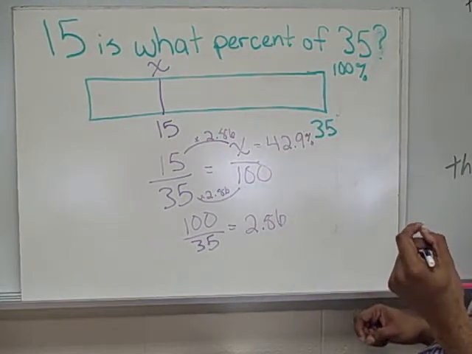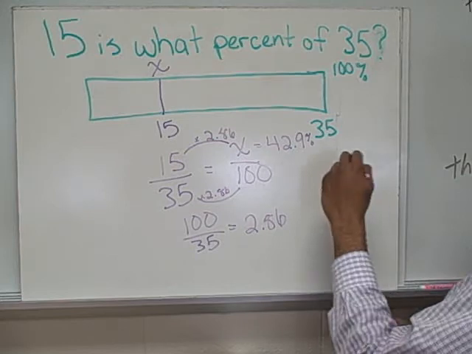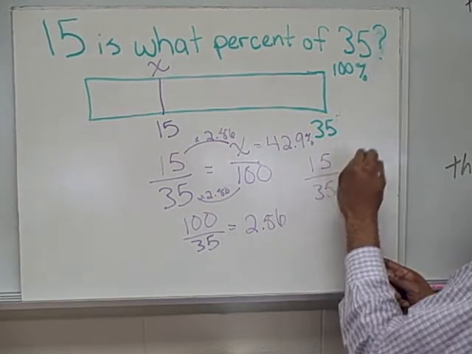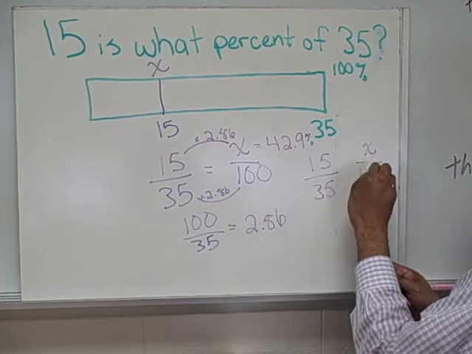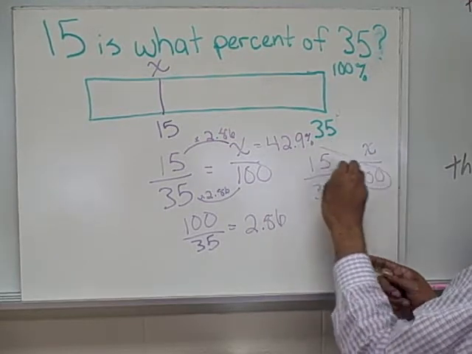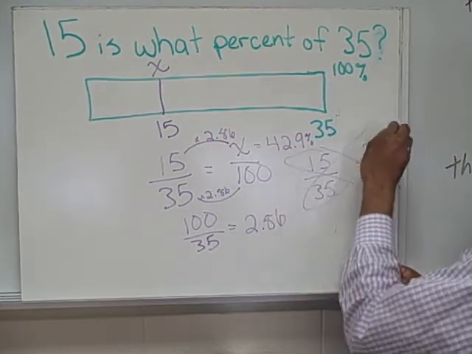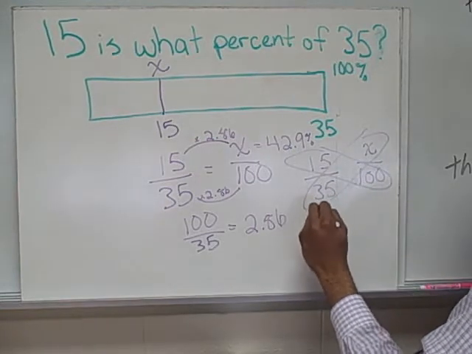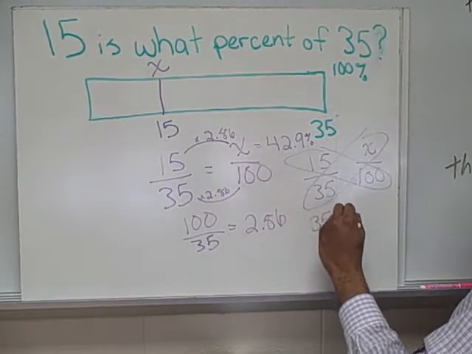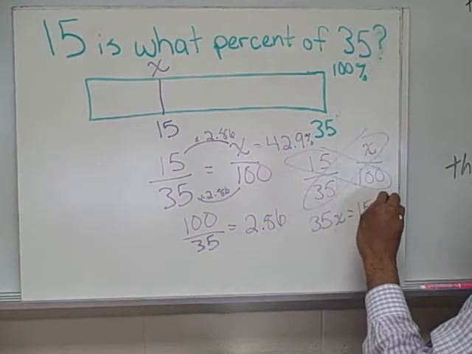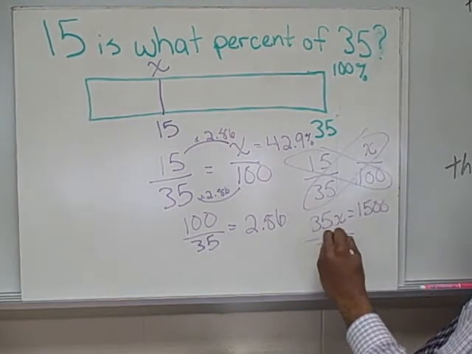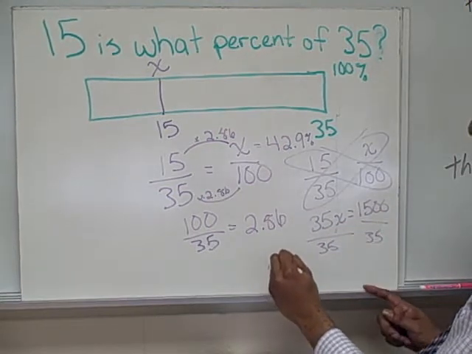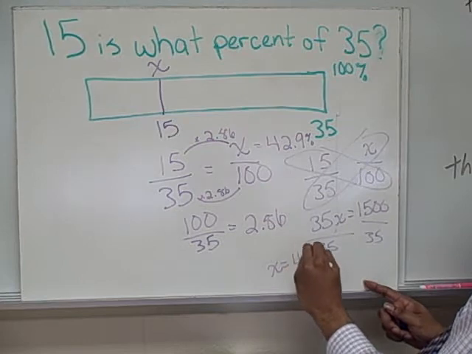I could also cross multiply, where I could have 15 over 35 and x over 100. If I cross multiply, I would have 35x equals 1500. If I divide both sides by 35, I still get the same thing, x equals 42.9.